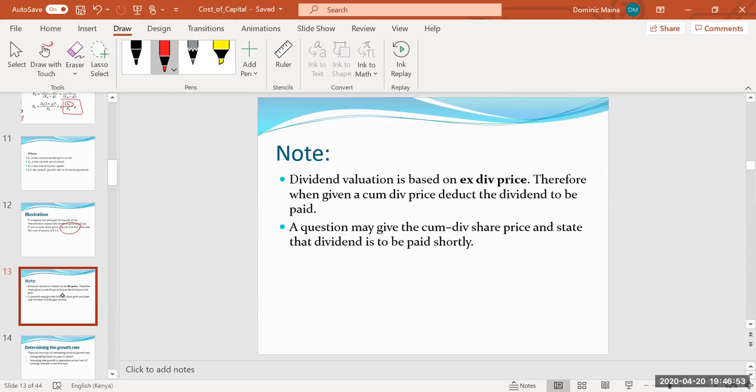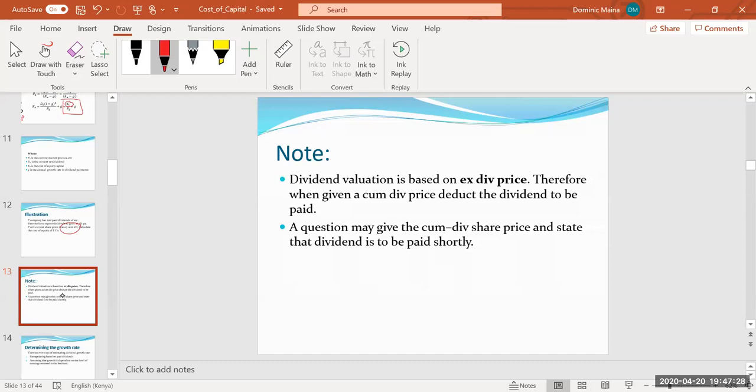Don't forget, cum dividend implies the value of the share in the market is trading with the anticipation of receiving the dividend. That's called cum dividend. So in case the question is silent about what dividend is going to be received in the future, then we simply use the most recently paid dividend, like in the question that we have just concluded. So that's it for estimating the cost of equity using the dividend valuation model.